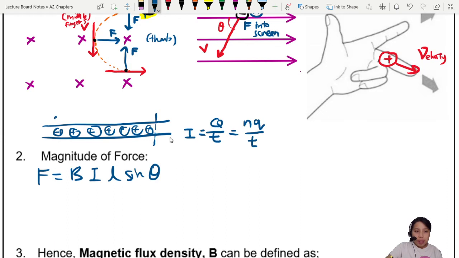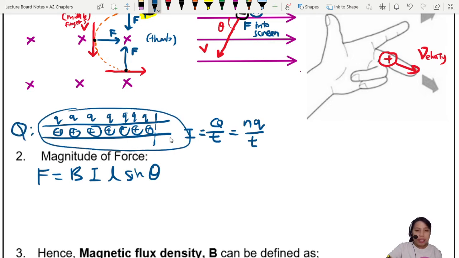Small q is each fella's charge. Q, Q, Q, Q, Q, Q, Q. Big Q is everybody that flows past this point in a certain time. So N means number of them. How many of them you count? 1, 2, 3, 4, 5, 6, 7 or more. So number of charges times q, that's the total charge. So I'll write a reminder here. Big Q is total charge, and small q is each individual charge.